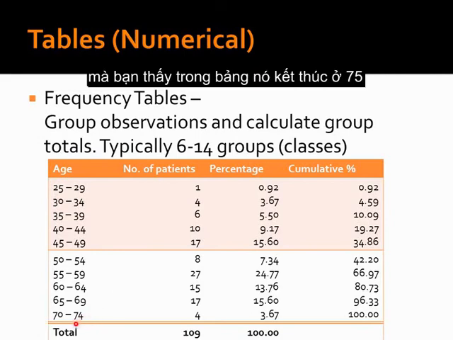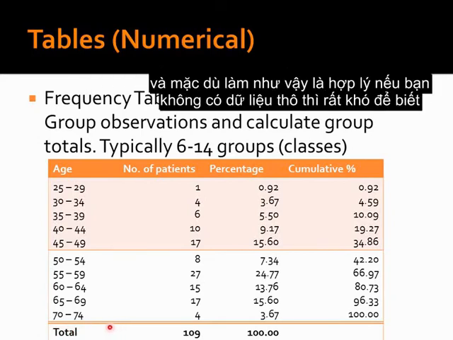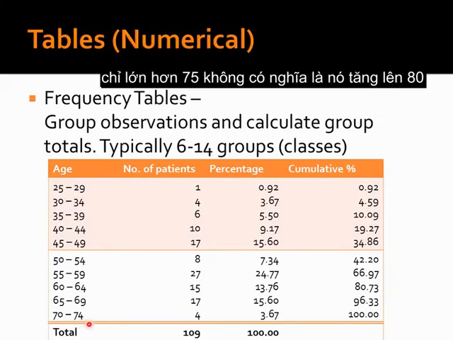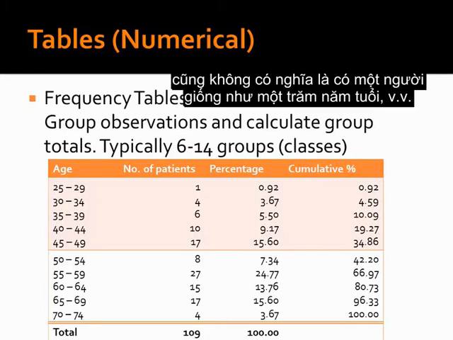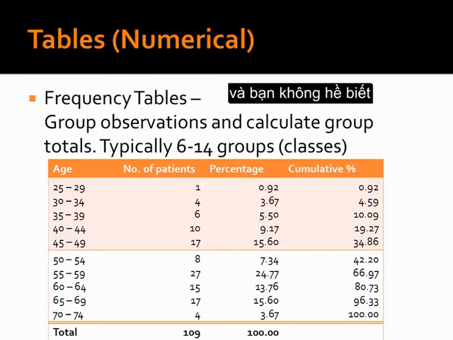You see some tables end up with something like larger than 75, and although it does make sense to do so, if you don't have the raw data, it's hard to know what just larger than 75 means. Does that mean it goes up to 80? Does it mean there's a person there who's like 100 years old? Well, you just don't know.